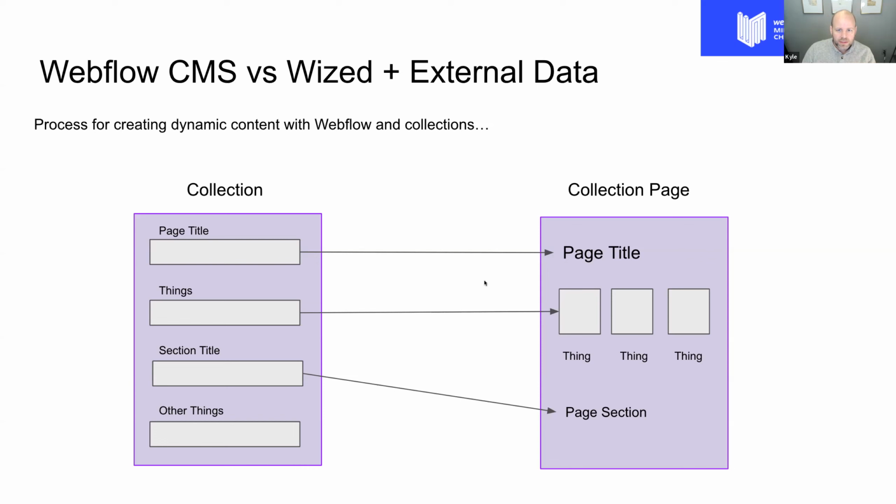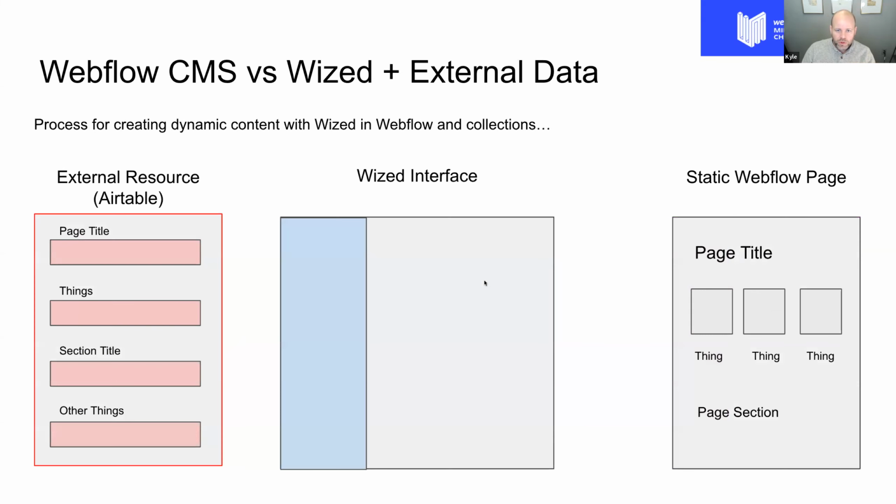With Wized, it's a little different, actually. Instead of a Webflow CMS collection, we're actually going to store our data externally. We're going to store our data in Airtable, or Xano is another one that people have mentioned, or you might have your own database with some webhooks, or Firebase was the one that people were talking about. So you'll have your data elsewhere.